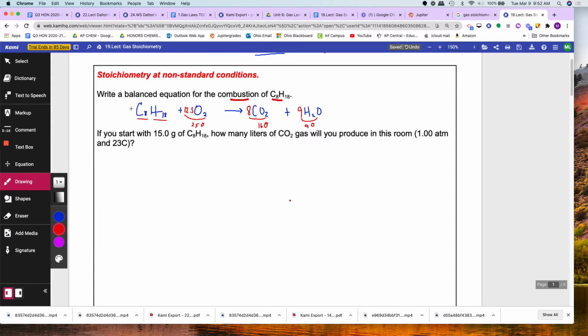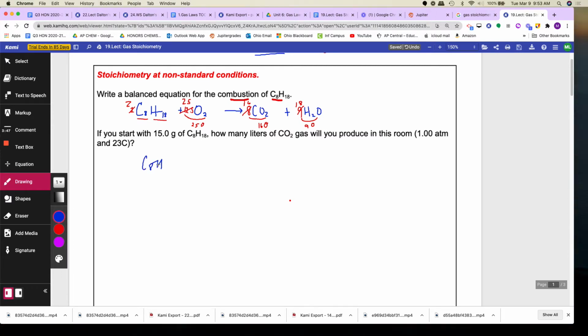So this used to be a 1. I'm going to double that to 2. This becomes 25. This becomes 16. And this becomes 18. Okay, do a quick check. 16 carbons, 16 carbons. 36, 36. 32 plus 18, yeah, is 50. Okay, so that balances out. So my balanced equation, I'm going to rewrite it here. C8H18. So I rewrote the balanced equation.